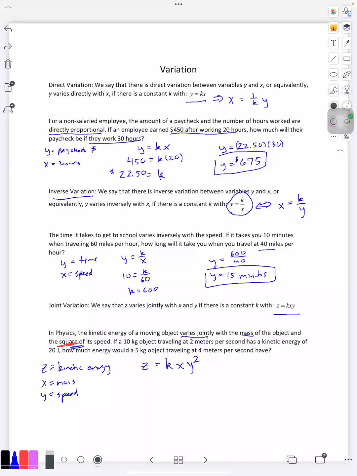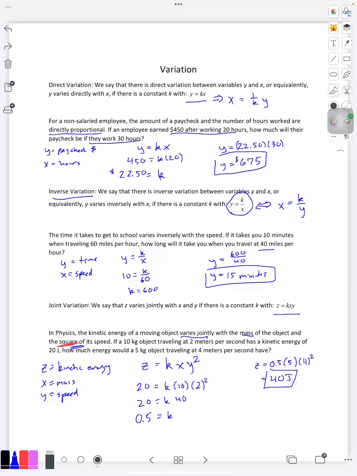So then for the first information they give us, it says a 10 kilogram object, so x is 10, traveling at 2 meters per second, has a kinetic energy of 20. So let's go ahead and figure out what k is here. That's 40, and k is going to be 0.5. Once we figure out our k, then we have the next piece, which says we are going to have a 5 kilogram object traveling at 4 meters per second. And let's see, that works out to be 40 joules. That's the amount of kinetic energy.